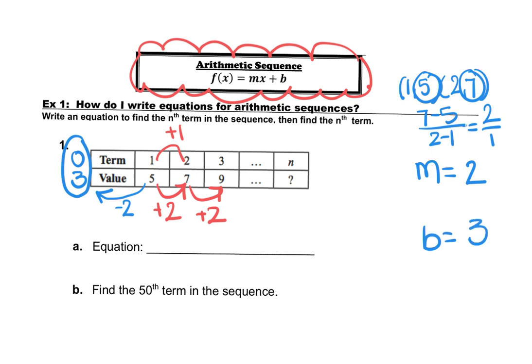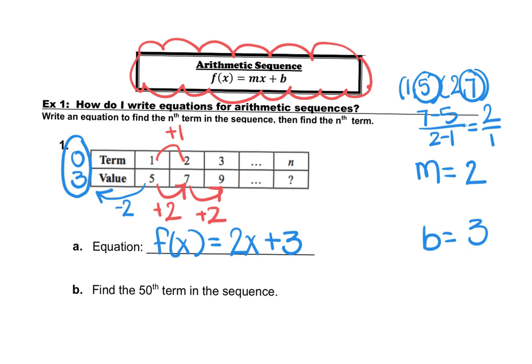So we have 3. Now that we have enough information to write the equation of the line, we're going to say that f(x), or y, is equal to our slope of 2, times x, plus the 3.